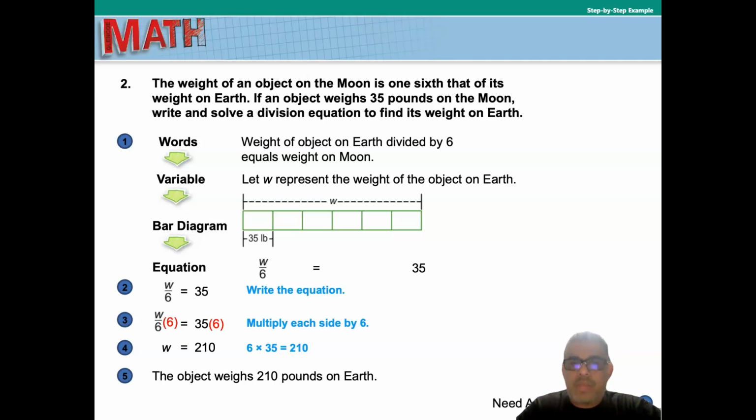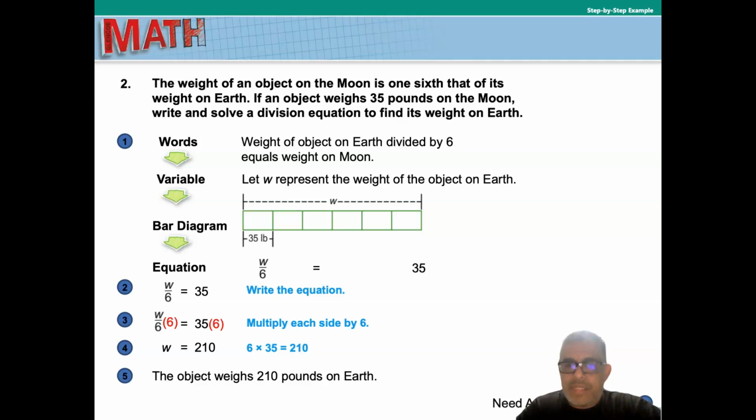So the weight of the object on Earth is divided by 6, and it's equal to the weight on the moon. A little bit confusing. Hopefully, as we present it, this makes sense. W is representing the weight of the object on Earth. So we know that's the total, W.